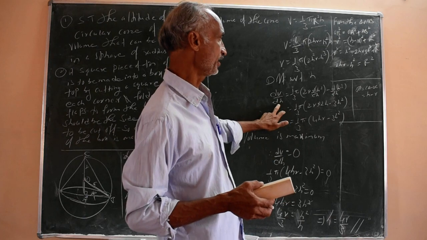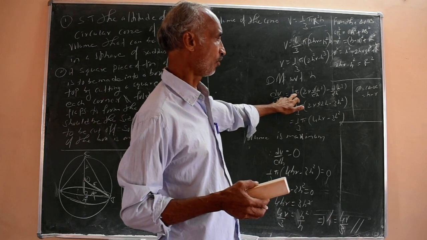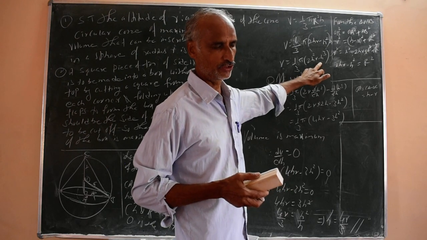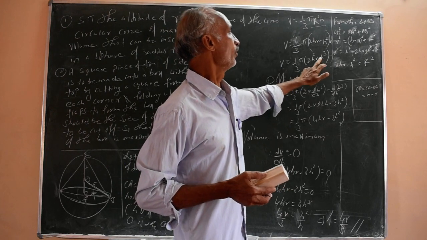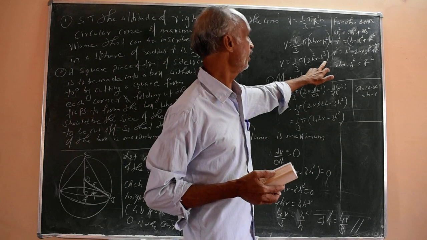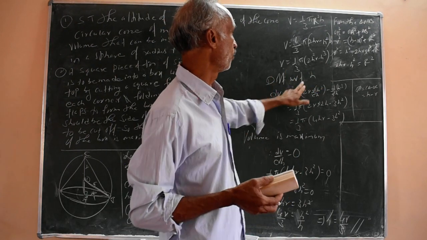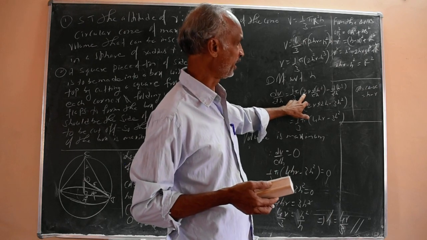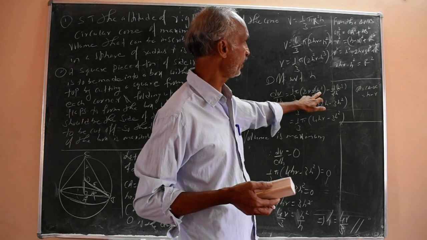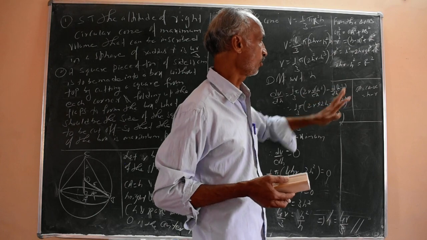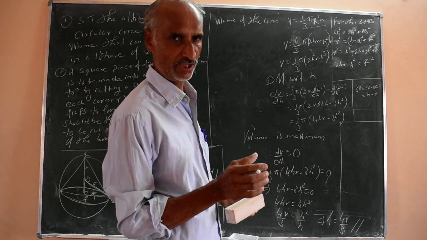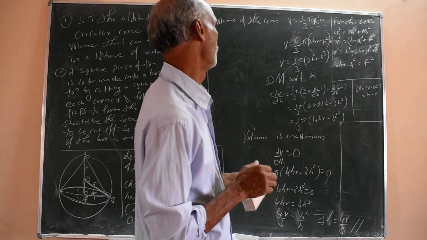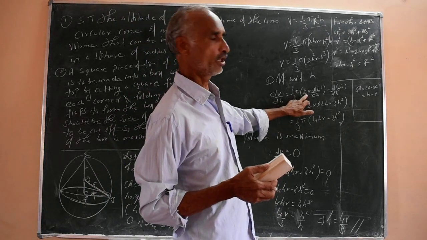Now dv by dh is equals to 1 by 3 pi, the constant taken outside. Whenever plus or minus is there, each and every term is to be differentiated with respect to that variable. Therefore, 2h square r is to be differentiated. In that one, 2r is constant, taken outside: d by dh of h square minus d by dh of h cube. When the function is in the form of plus or minus, we differentiate each and every term, by taking the constant outside.